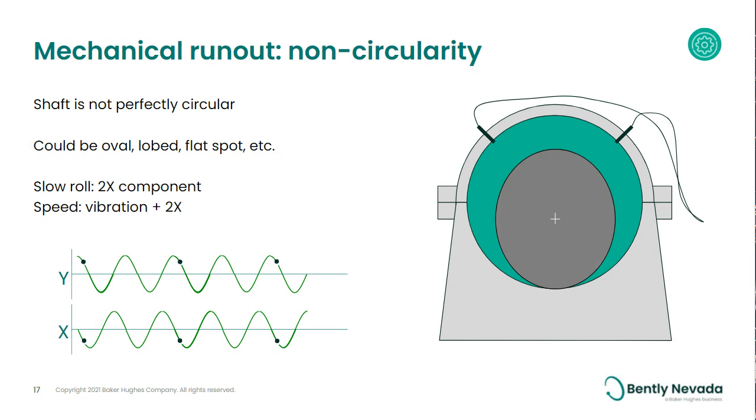If we were to ramp this shaft up to full speed, you would see that 2x component overlaid on top of the actual vibration happening in the shaft itself, which would then, of course, obscure the diagnostics that we're looking to do. If somebody came and looked at this signal at full speed and saw a high 2x, they might jump to some other conclusions if they didn't realize that the shaft itself was out of round.